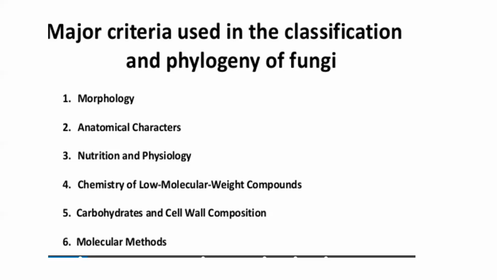So in nutrition and physiology, what kind of temperature they require for growth, what kind of pH is required, how much nutrition, how much oxygen is required. So based on that also classification is performed. Then we have something which is recent.